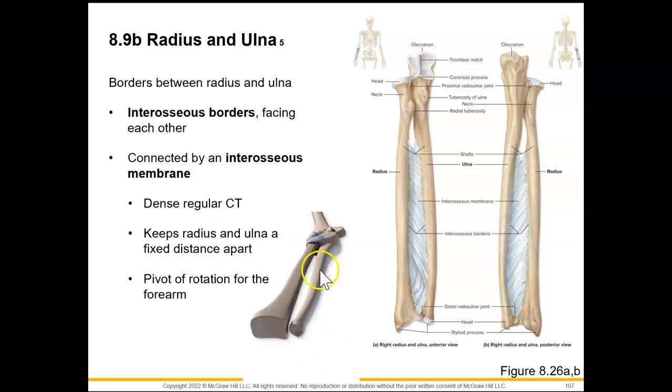So when the bones are side by side, we are in supination, like you're holding bowls of soup. But when the radius crosses over like so, that means the forearm is in pronation, meaning your palms are facing downward.